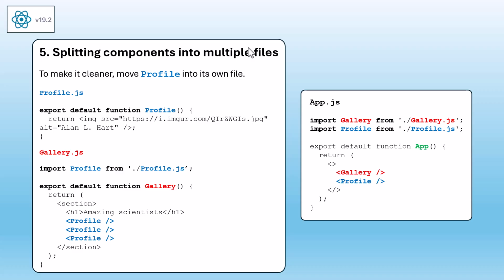Profile.js is responsible for one thing, the profile component. Gallery.js manages the layout of multiple profiles. App.js brings everything together as the main entry point of the application. This separation makes it much easier to maintain your code. If you ever need to change how the profile image looks, you only touch profile.js. If you want to modify how the gallery is arranged, you go to gallery.js. Each file now has a single, focused responsibility, and that's one of the keys to clean, scalable React development.